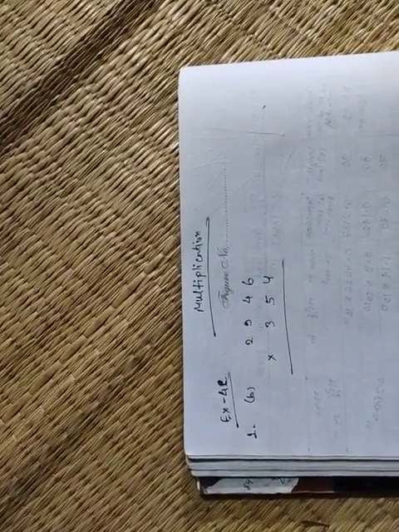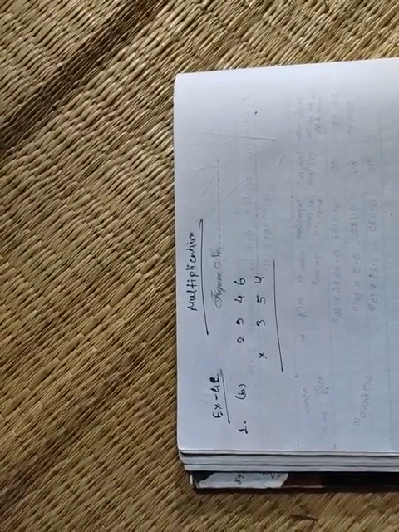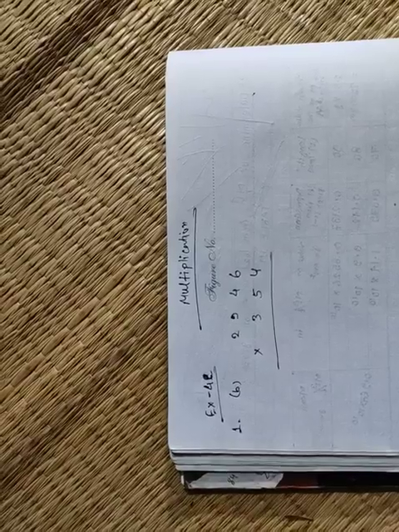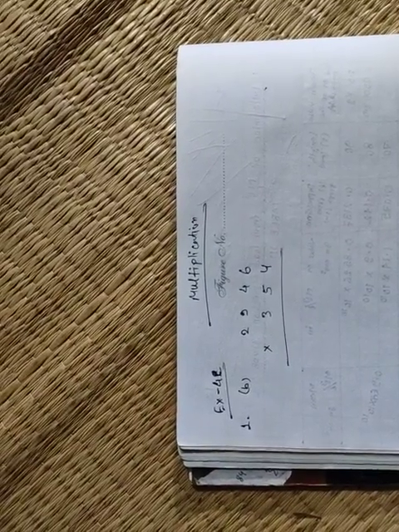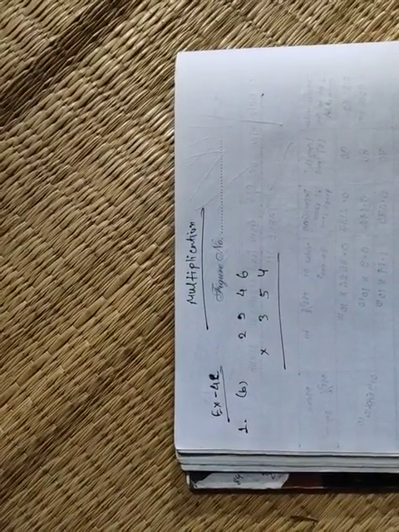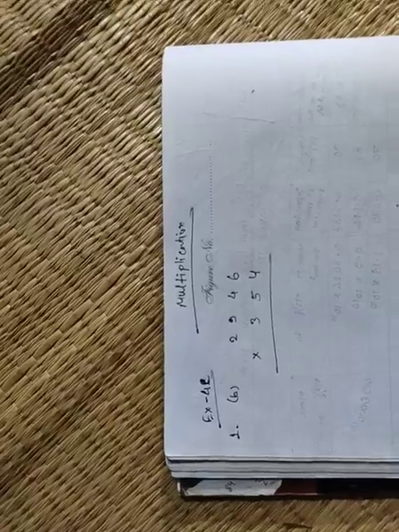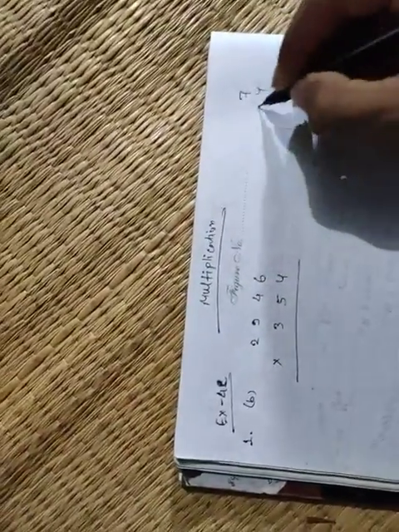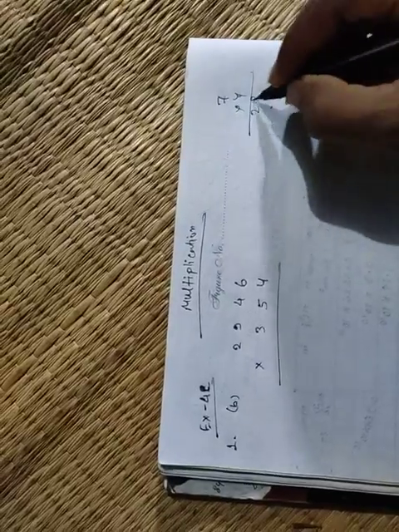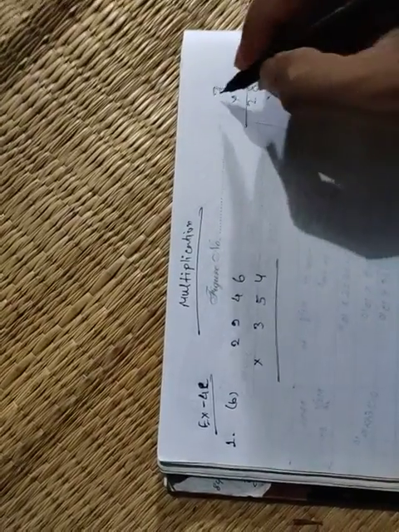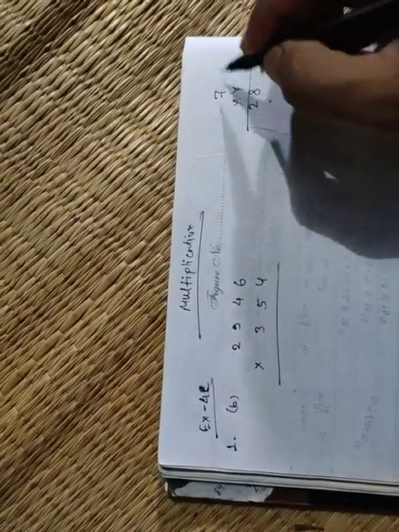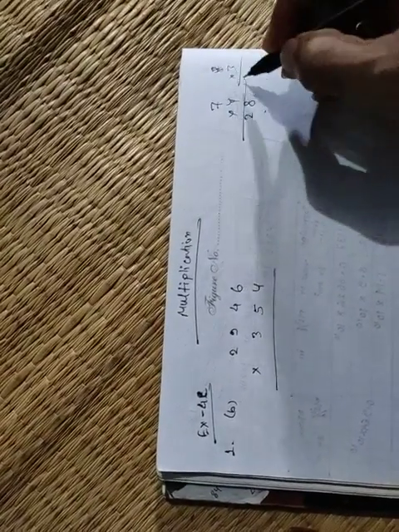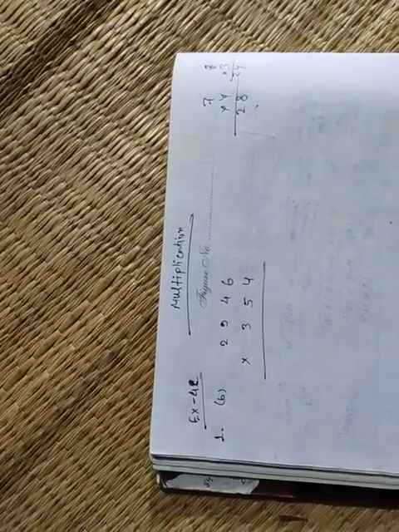Now how can I do this multiplication? For multiplication you have to remember the table. You have to remember the table very well. I hope you all have remembered the table. If you don't, you have to remember the table first. Suppose 7 4s are 28. Suppose you have been given 8 3s are 24.